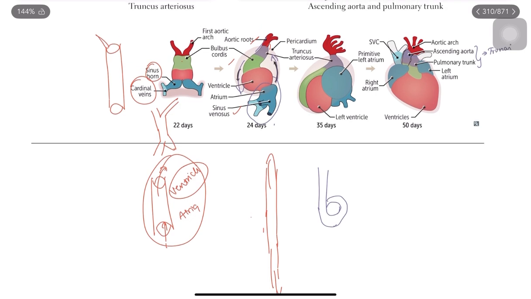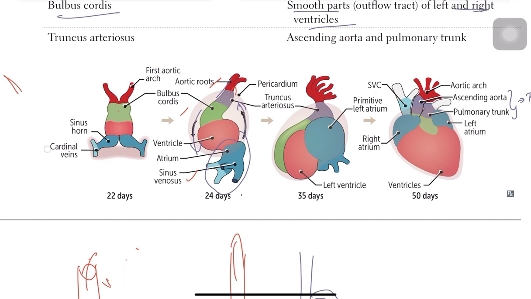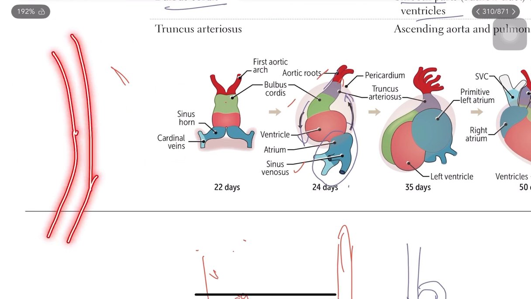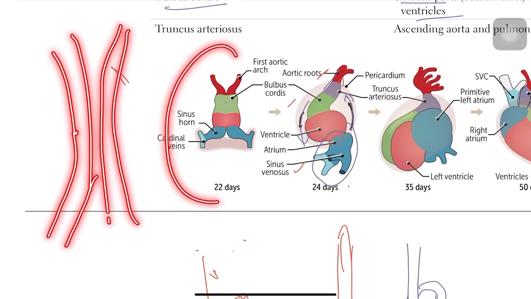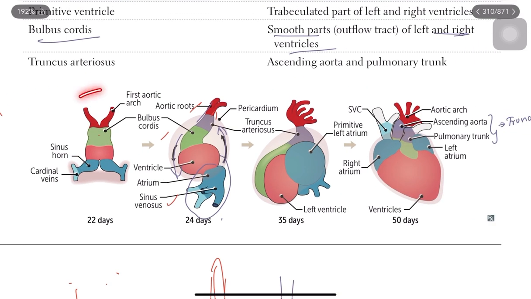So let me conclude and give a summary, because this topic is a bit confusing. See, you have a heart tube structure like this on two sides, which fuses to form this structure by day 22. You have bulbous cordis, you have cardinal veins and you have sinus horns. These are your first aortic arches. Okay, this is the basic structure of the primitive heart.